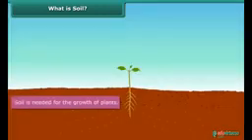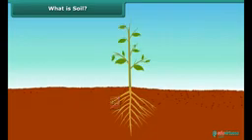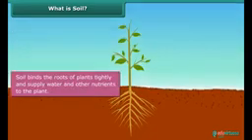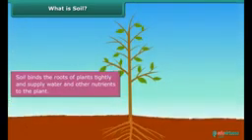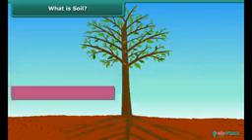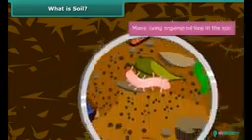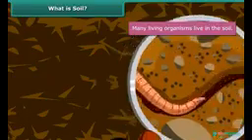Well, soil is needed for the growth of plants. It binds the roots of plants tightly and supplies water and other nutrients to the plant. Without soil, we cannot obtain food. Moreover, many living organisms live in it. So we can say that soil is a very essential part of our life.